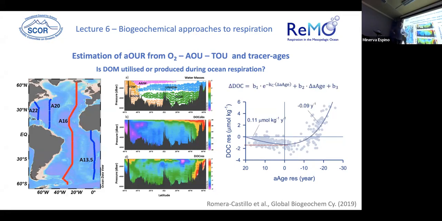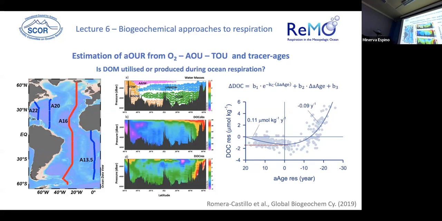You have this part. You need an equation that has a positive term here to reproduce this increase. So you have a decrease with this annual rate and an increase with this rate. I would expect something like that, but really you have this. Why? Because this is refractory organic matter.